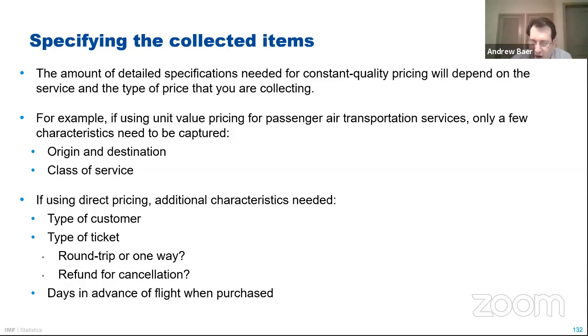However, if you're using direct pricing, now I'm going to need to know more. I need to know what kind of customer is it? What type of ticket are they purchasing? Is it round trip or one way? What are the cancellation policies on the ticket? And how many days in advance of the flight are they purchasing it? So that's a lot more characteristics I need to collect if I'm doing direct pricing for repeated services for an airline ticket.